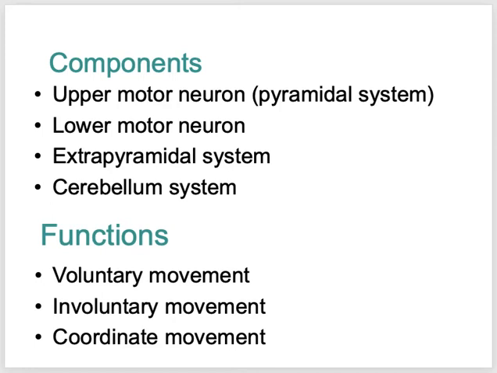So the function of all these tracts is that all the impulses which start in the cortex are traveling all the way down the spinal cord to the peripheral muscles, for example. Okay.